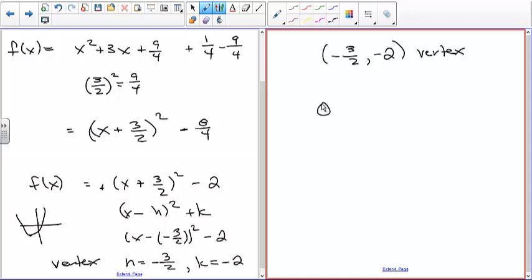If we set the function equal to 0, so we're going to have x. I'm going to just do it in this original form. So we're going to solve for x. So we add 2 to both sides.